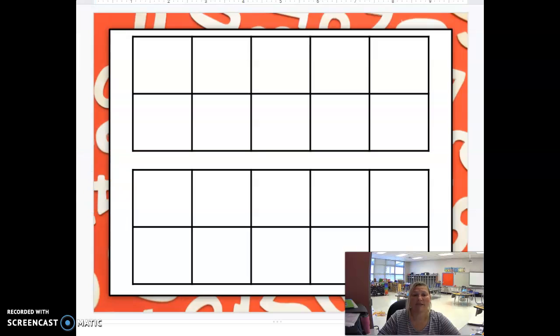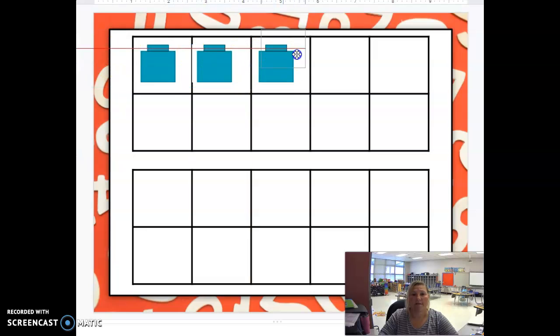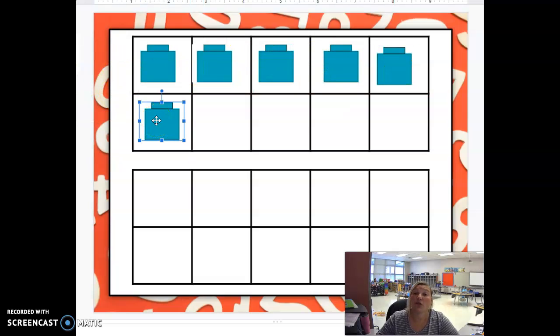We're going to play a game today. And my game is called Roll and Move. I've got a dice in front of me. I'm going to shake my dice. And my number is 6. I'm going to move 6 cubes. 1, 2, 3, 4, 5, 6 into my tens frame, and then it would be your turn.